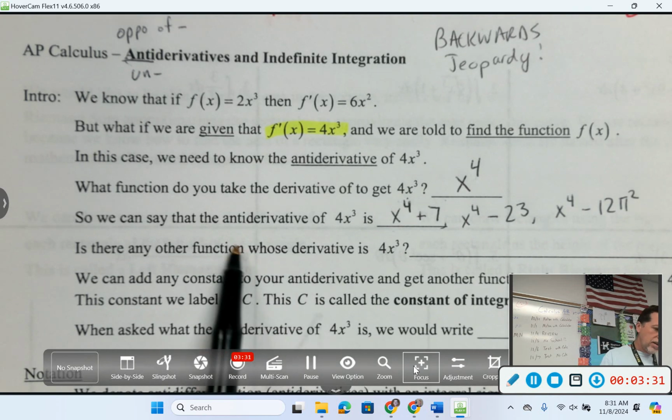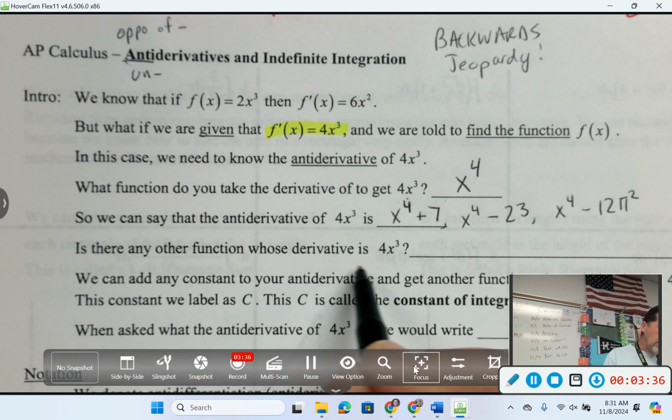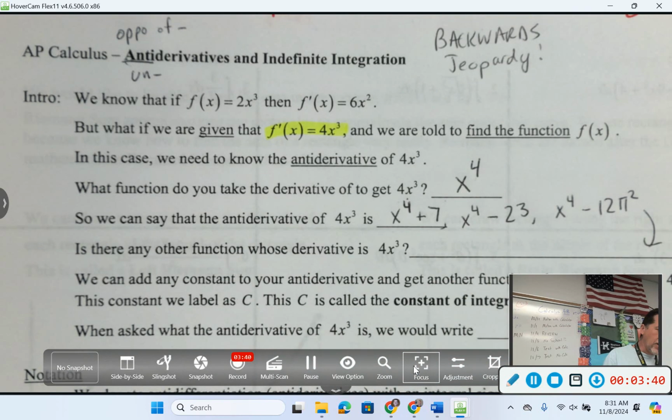I skipped the line here. Well, that works too. All of those can go there.